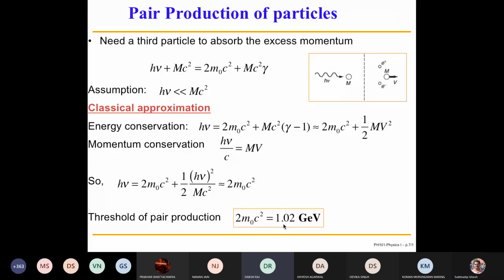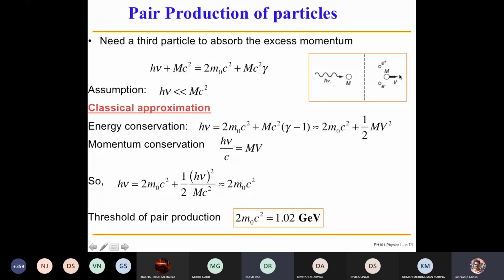Sir, here we have assumed that electrons are at rest? Sorry, sir, here we assume that electrons are at rest. After electrons being produced, they are at rest. Yes. Okay, thank you, sir.